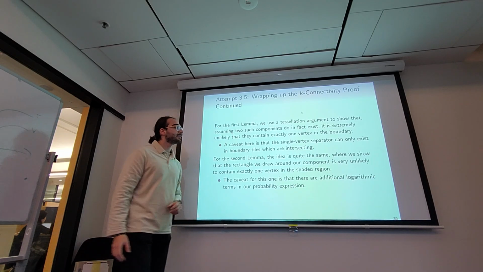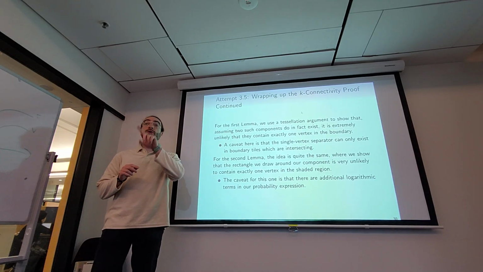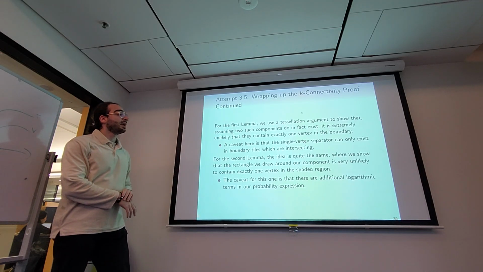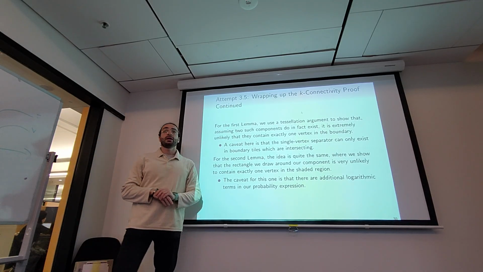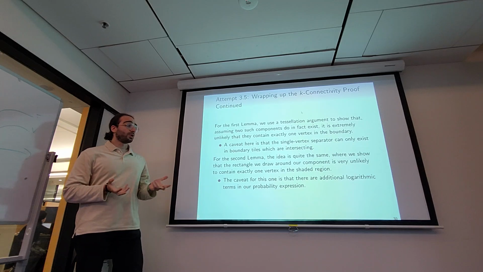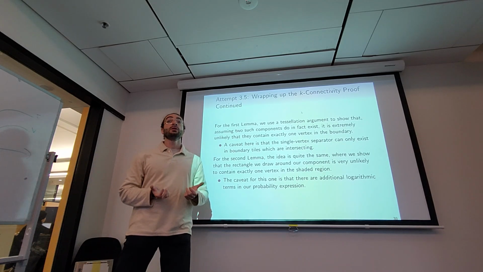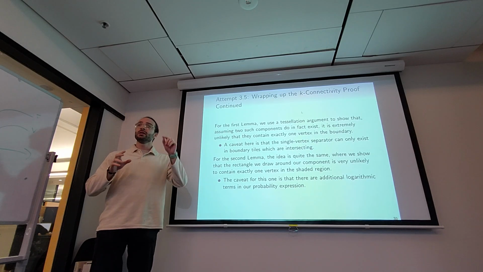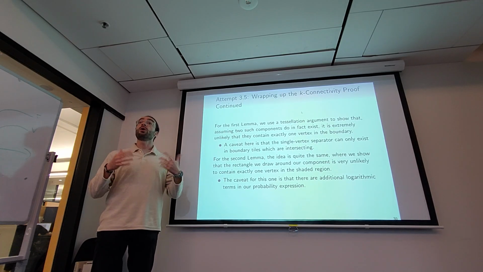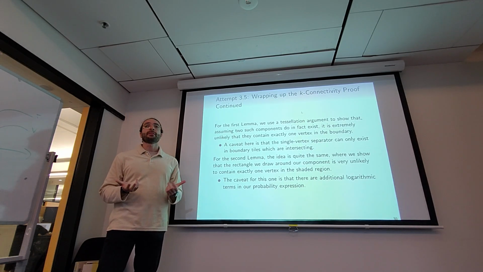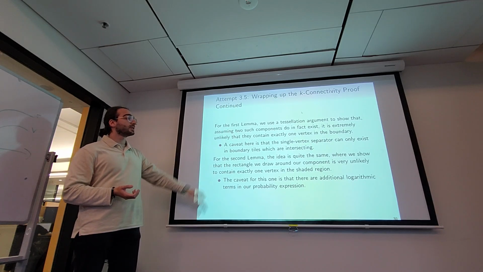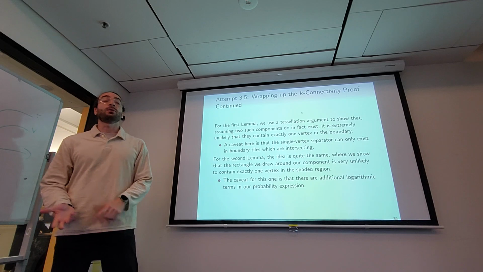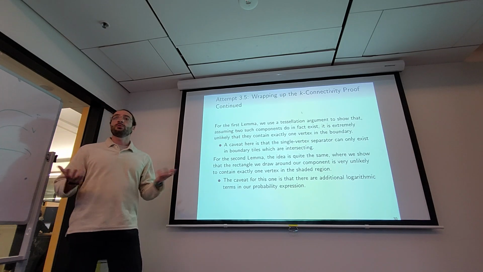So we're showing that the rectangle that we draw around our component and that shaded region must contain exactly one vertex. The caveat with this method though is that we get some additional logarithmic terms in our probability expression, but again, working through the maths and the algebra, they all disappear and you realize that the probability still goes to zero either way. So the maths we use is a bit more involved, but otherwise the techniques are really quite similar. Once we've understood the generalized lemmas, we were sweet.